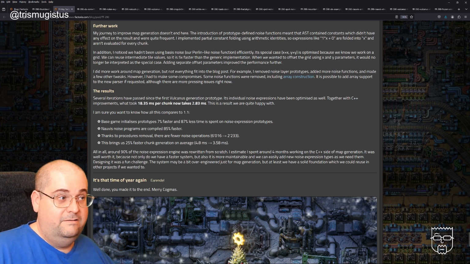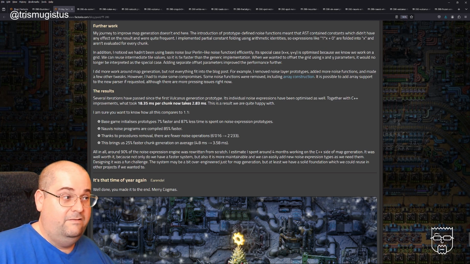So 1 times anything is just the number itself, and plus 0 is going to have no effect. So 1x plus 0 is just literally identical to x. So it's basically saying if you find functions like this, then just replace with x, essentially.